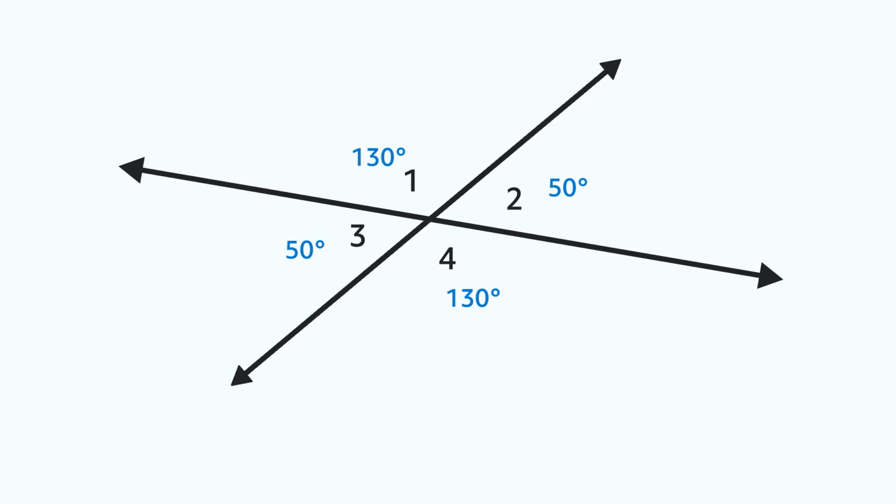Notice that the angles opposite one another have the same measure. These angles are called vertical angles, and they're always congruent, which is geometry speak for having the same measure.